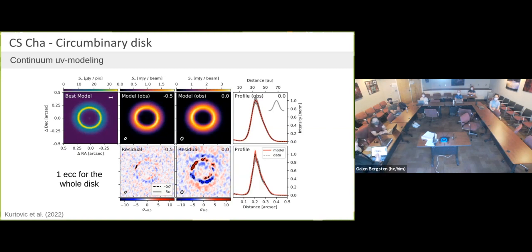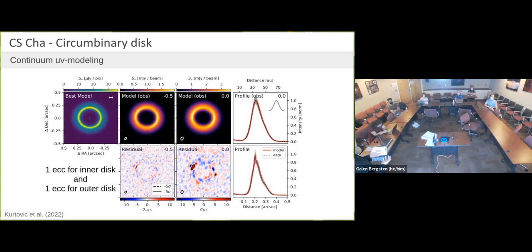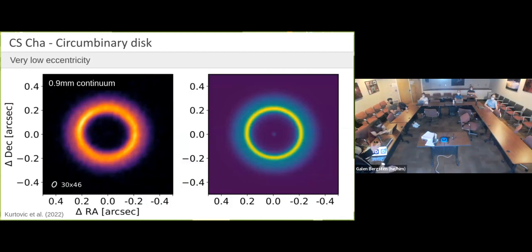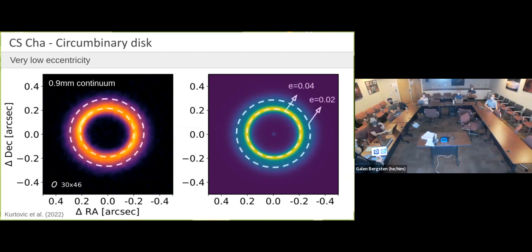So what we tried in the end was, what if the disk has a different eccentricity as a function of radius? And that actually solved these structural residuals. Now we only have some low contrast, non-axisymmetric residuals left in the disk. Here I'm showing you the image from ALMA after reconstructing it from the observation, and this is the best model for the observation that we got. Since the model is parametric, we know exactly all the properties of this model. For example, we know exactly what the eccentricity is as a function of distance.